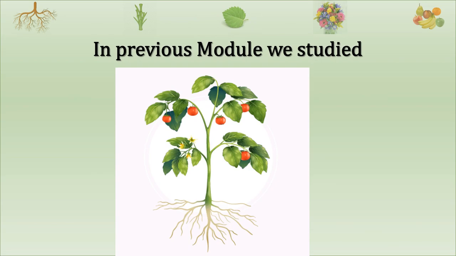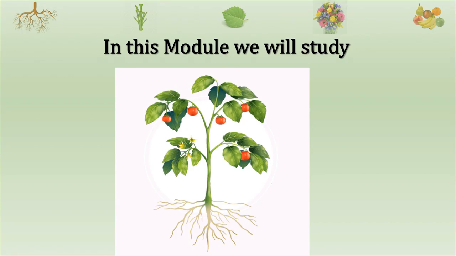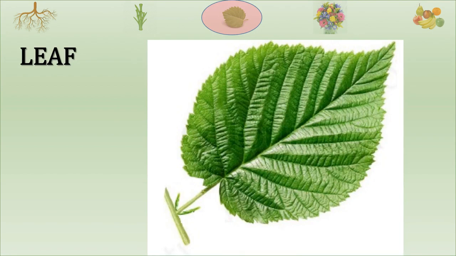In the previous module, we studied about root and stem. In this module, we will study about leaf, flower and fruits. Children, though leaves of different plants are different, they have some common features.